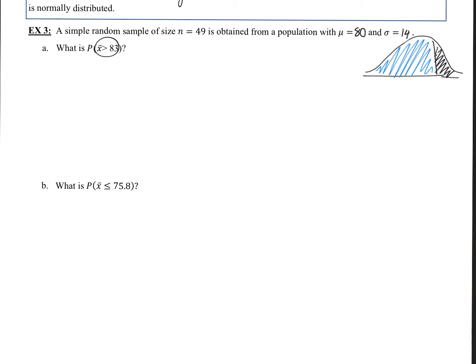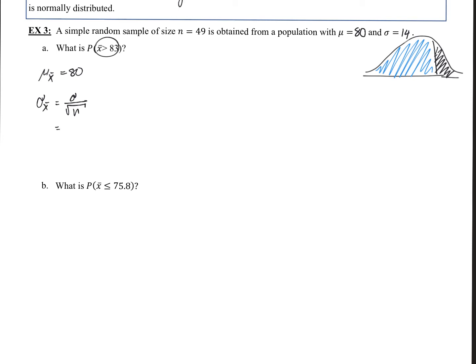That is our plan. So in order to do the z-score, we need the mean and standard deviation. The mean, in our case, is just going to be equal to the mean that's given, which is 80. And then our standard deviation of x bar is going to equal sigma divided by the square root of our n value, which is 49.